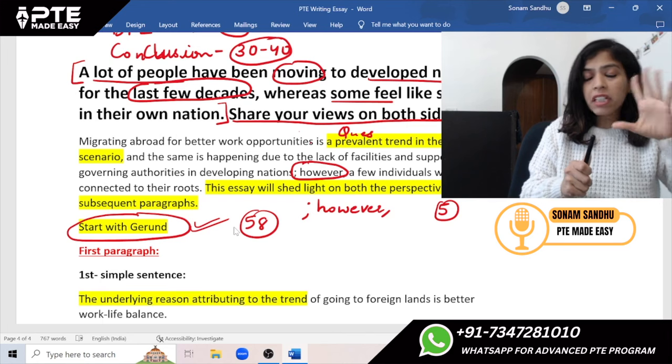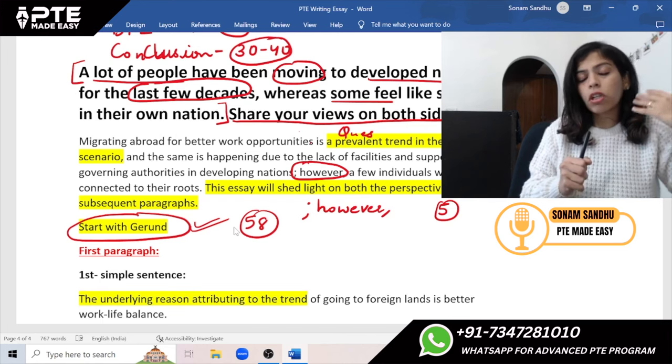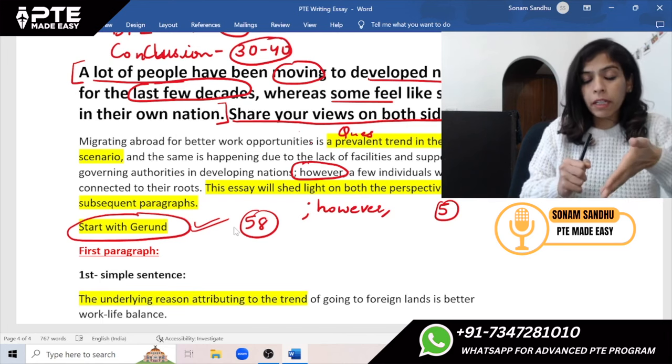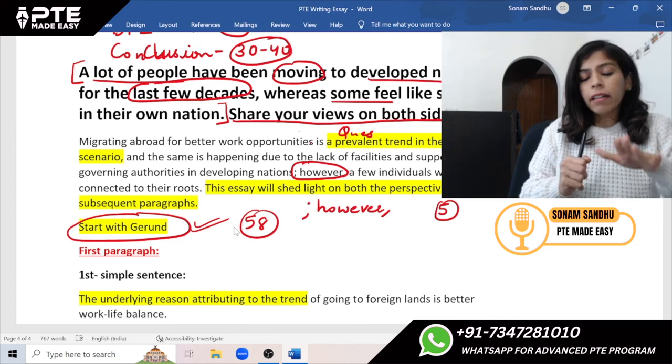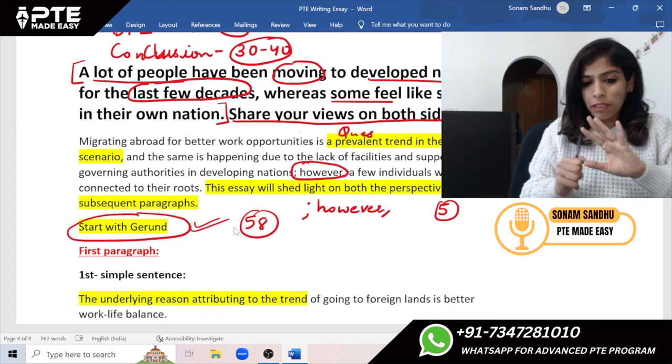So the concept is clear, the ideas are clear, and then you can easily jot down the points in body paragraph 1 and body paragraph 2 easily in 15 minutes. And in the conclusion, you will not be taking more than 2 to 3 minutes.